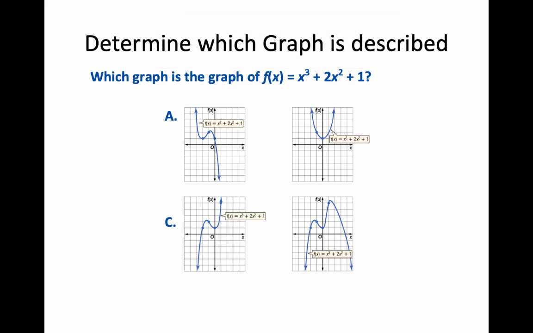Determine which graph is described. I see an x cubed, so it can't be this one, right? And then I see an x cubed, so I'm going to be going up and down one way or another, so that's no good. And then I see a positive x cubed, and if it's positive, we're going down to the left and up to the right. Positive x cubed will always follow that track. Negative x cubed, this would be a positive x squared. This would be a negative x to the 4th.